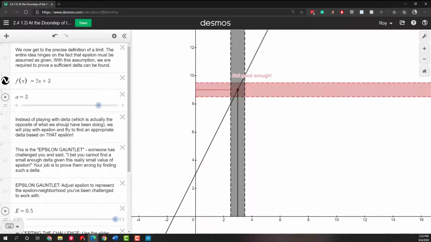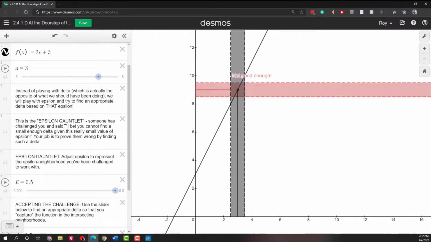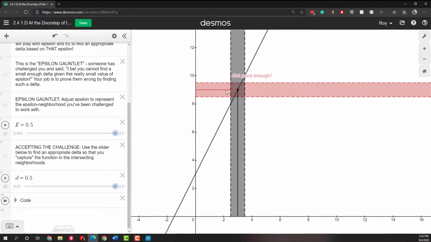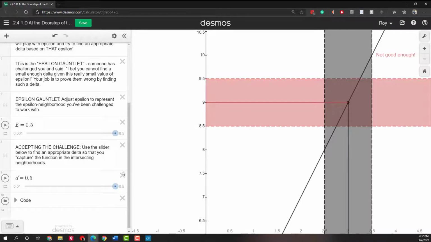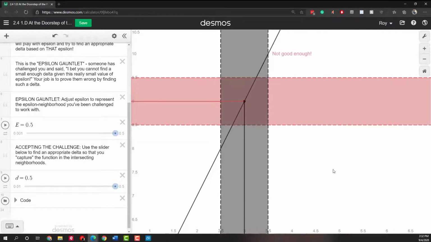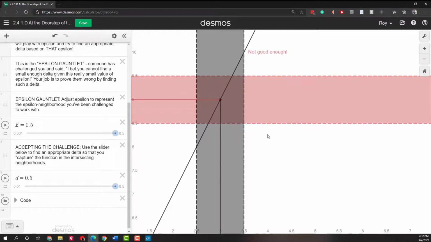This is known as the Epsilon Gauntlet. Well, that's what I call it. Someone has challenged you and said, I bet you cannot find a small enough delta given this really small value of epsilon, and your job is to prove them wrong by finding such a delta. So let's pretend somebody walks in the room and they say, remember, the limit they think is going to be 9. And so they say, I'm going to give you an epsilon neighborhood of 0.5. There we go. They've now concretely told us the epsilon neighborhood, 0.5. So we have this wiggle about 9 of 0.5. So it goes from 8.5 to 9.5. That's that red band there.